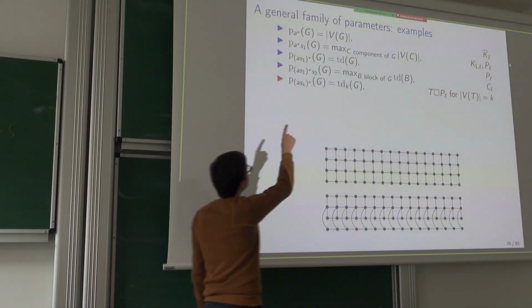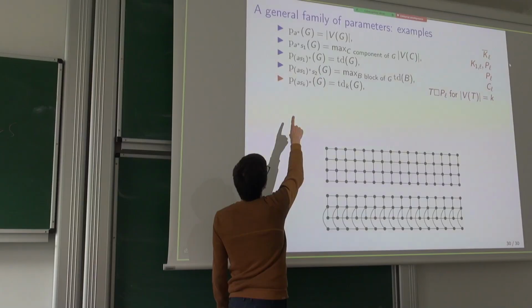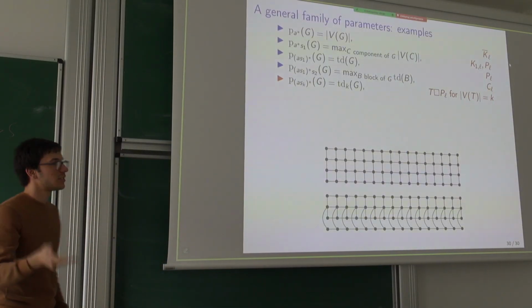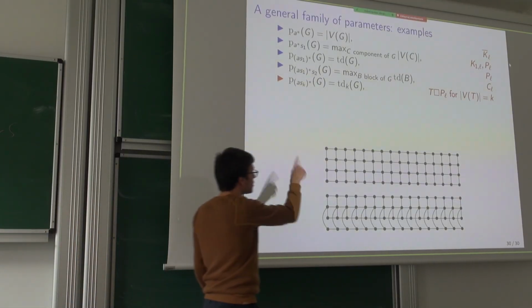So the parameter I studied is the k-treedepth. So it's a language A Sk star. So you add vertices, you do less than k clique-sums, you add vertices, etc., etc. And so the obstructions are like this.